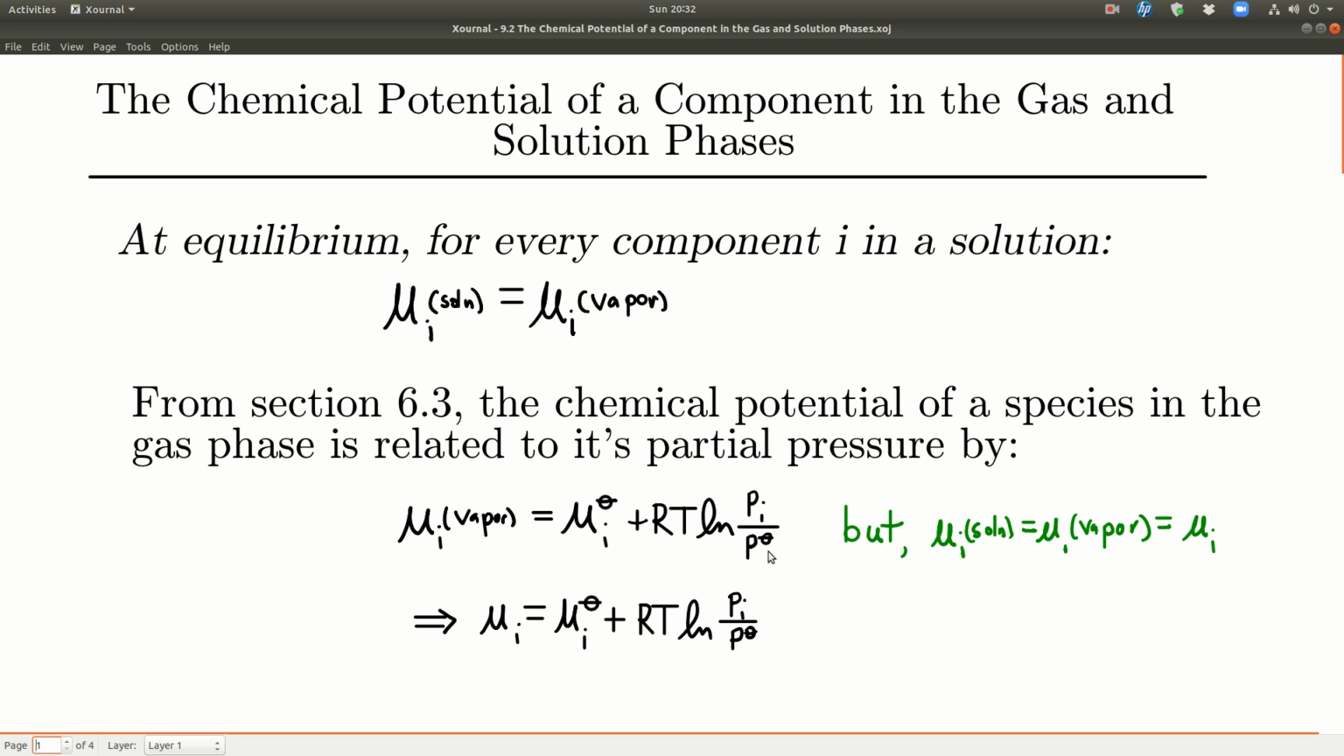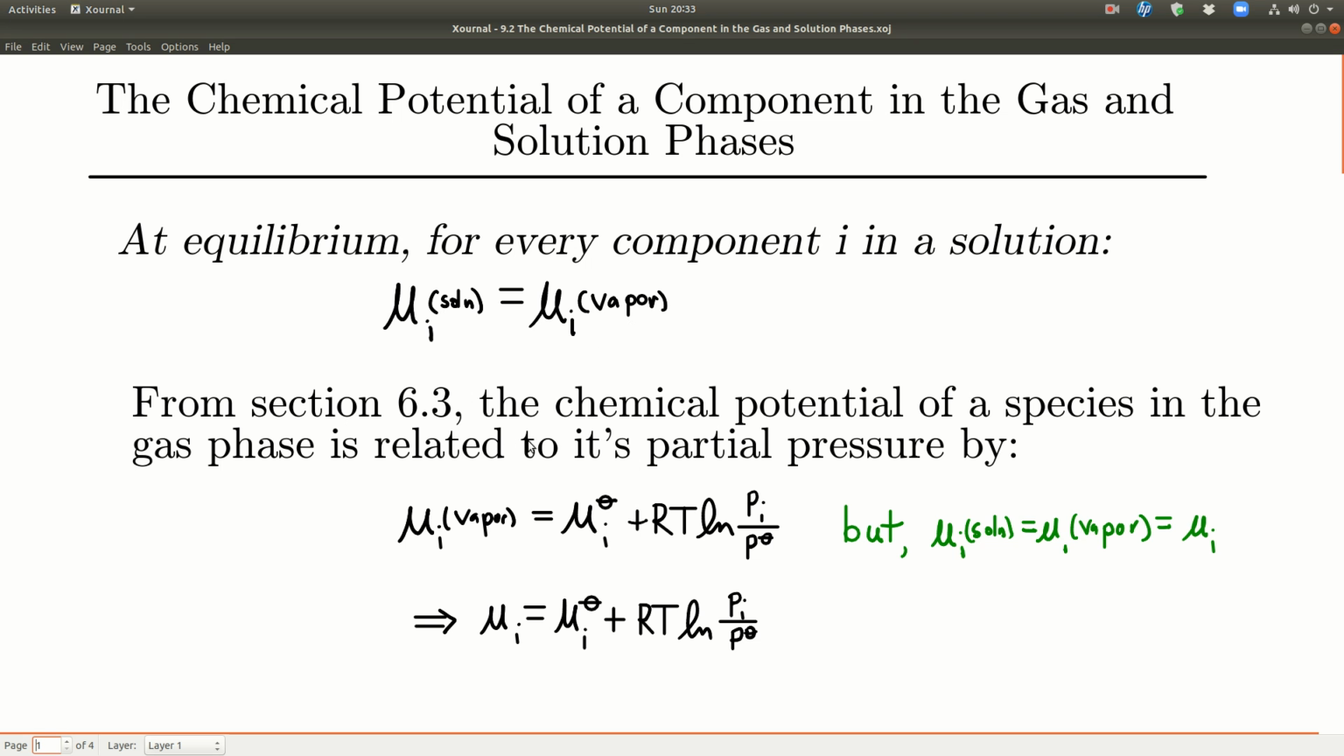Hey guys, so this is section 9.2, the chemical potential of a component in the gas and solution phases. So start out with what we know. We know one thing, and that is that for every component I in a solution, the chemical potential of that component in solution is equal to the chemical potential of that component in the vapor phase at equilibrium.